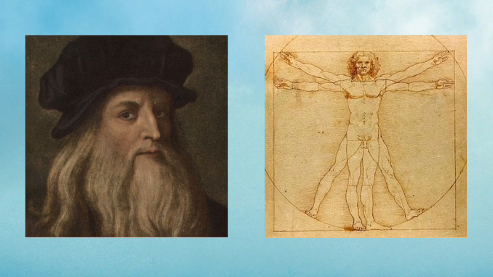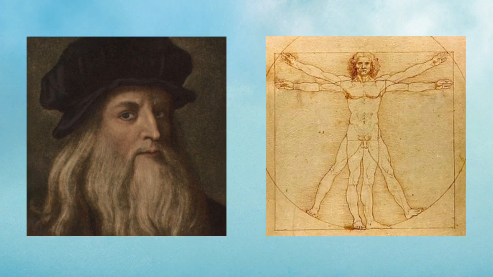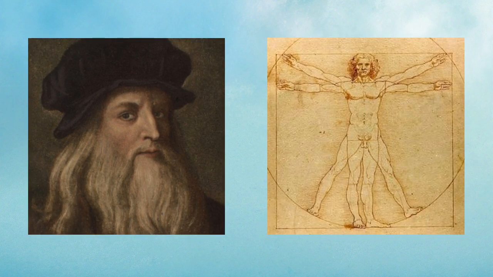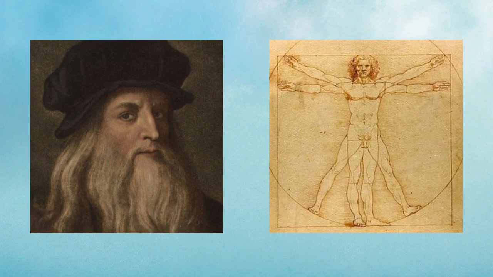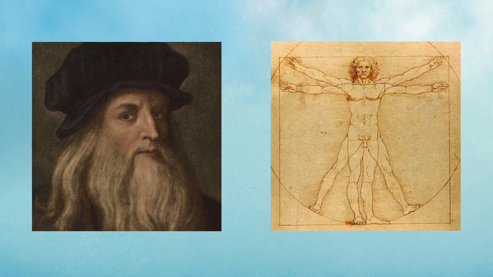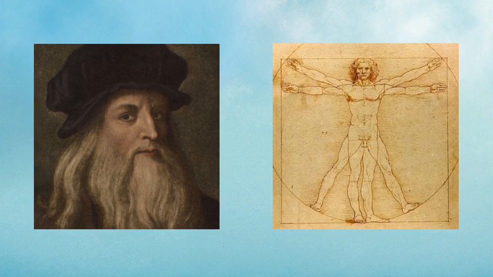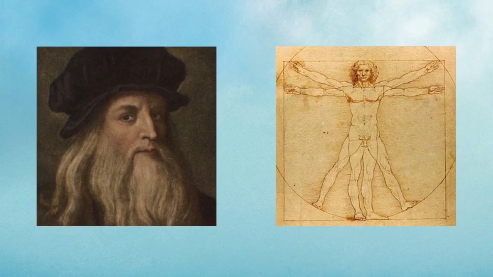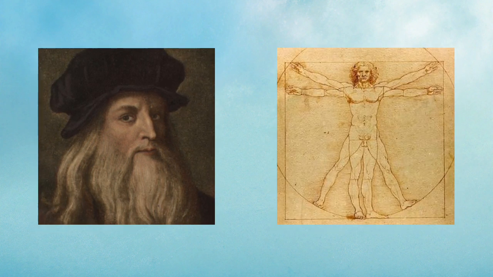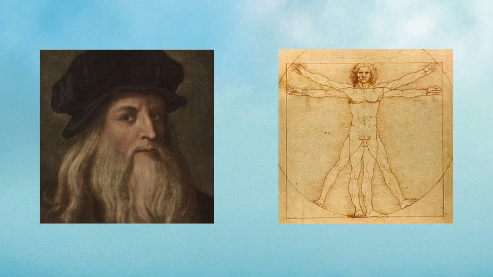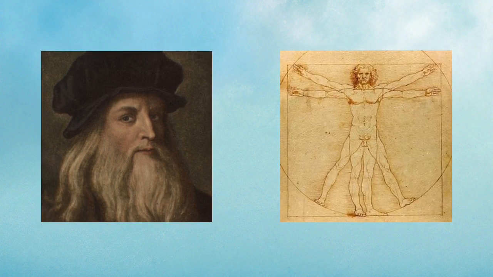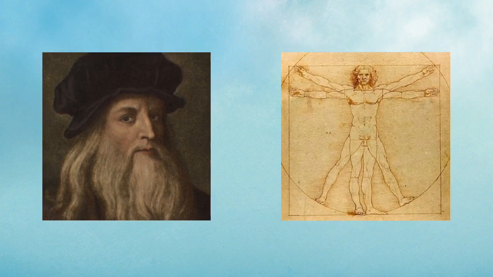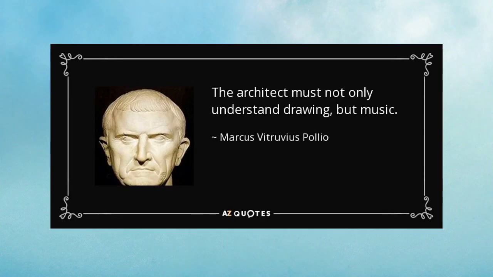It was Leonardo da Vinci in 1490 who first depicted this space as a two-dimensional image of a circle and square enveloping the human body. He entitled this drawing L'Uomo Vitruviano, or the Vitruvian Man. He drew this picture from a description provided by the Roman architect Marcus Vitruvius Pollio.